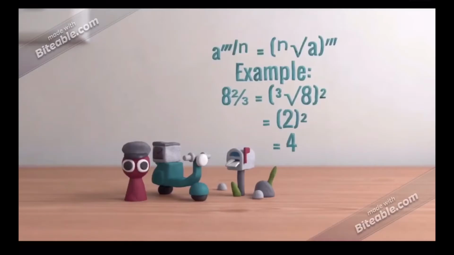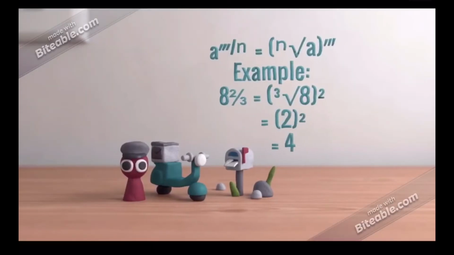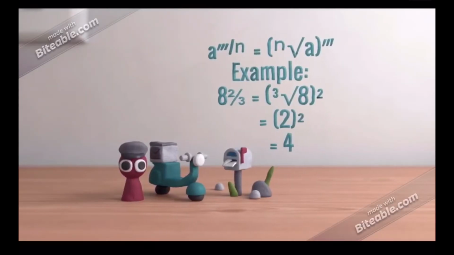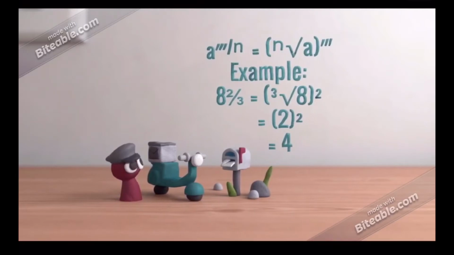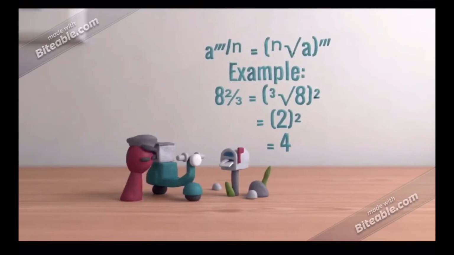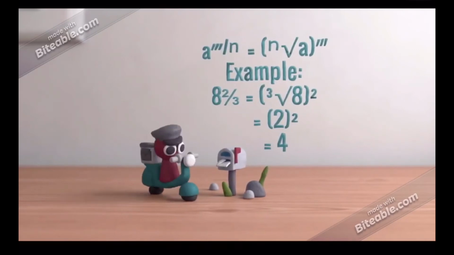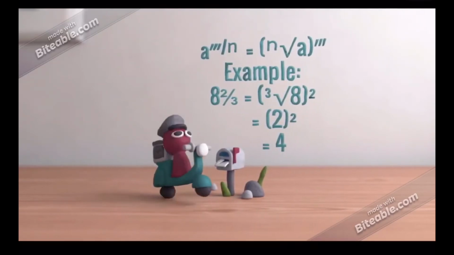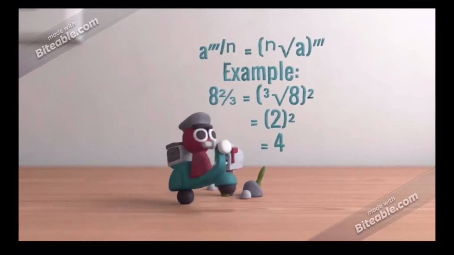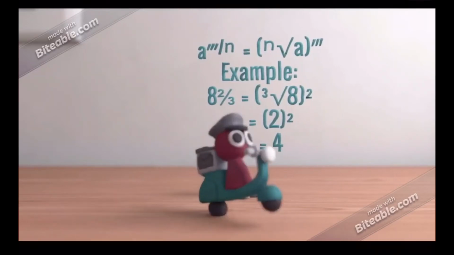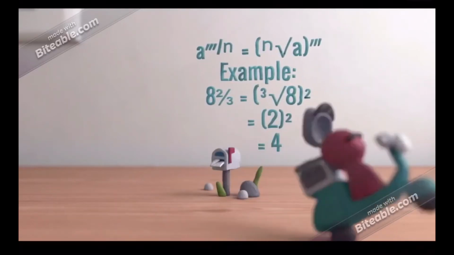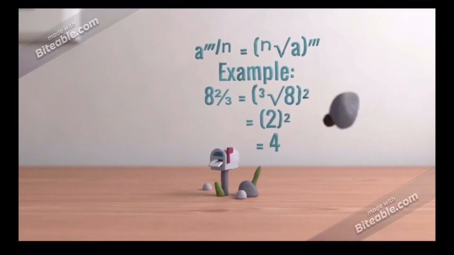Lastly, fractional indices. In general, a to the power of m over n, m as the numerator will be the power and n as the denominator will be the root. It's optional whether you want to calculate the power first or the root first. For example, 8 to the power of 2 over 3. 2 will be the power and 3 will be the root. If you calculate the cube root of 8 first, you will get 2, and then 2 to the power of 2 will be 4.